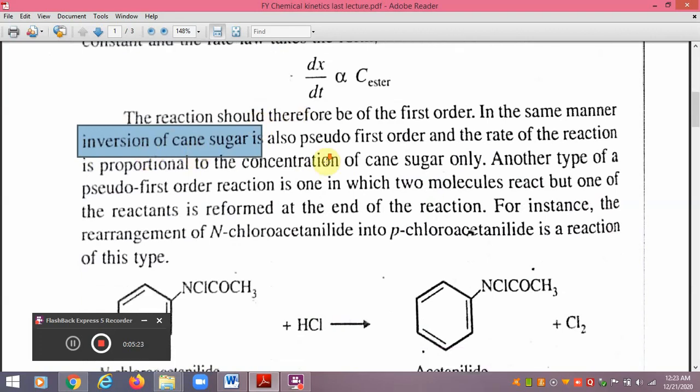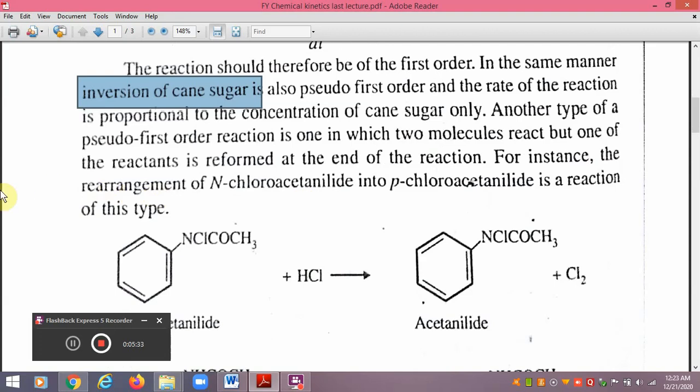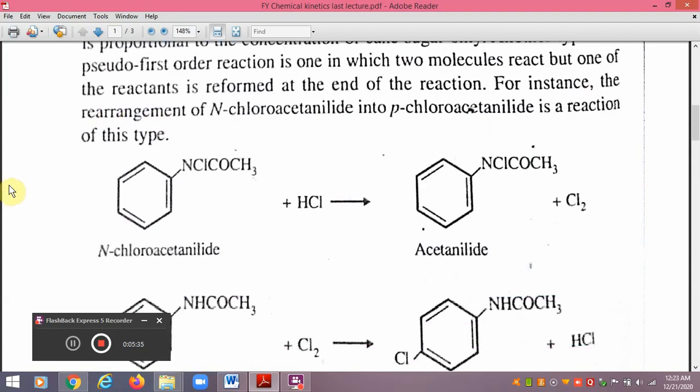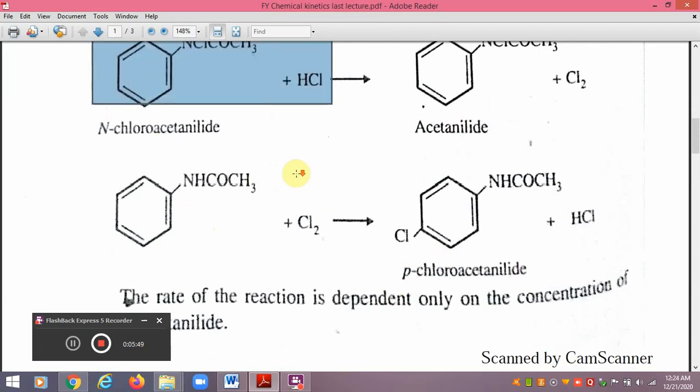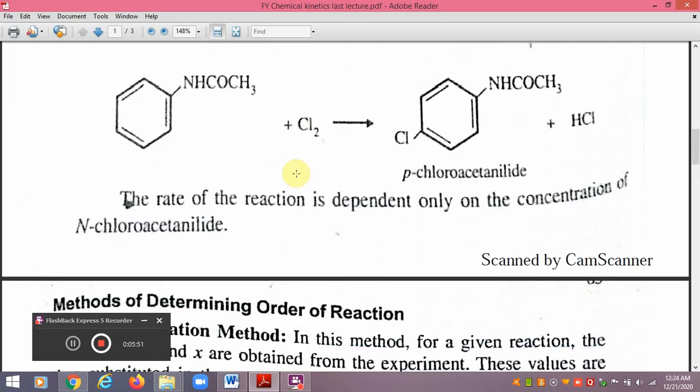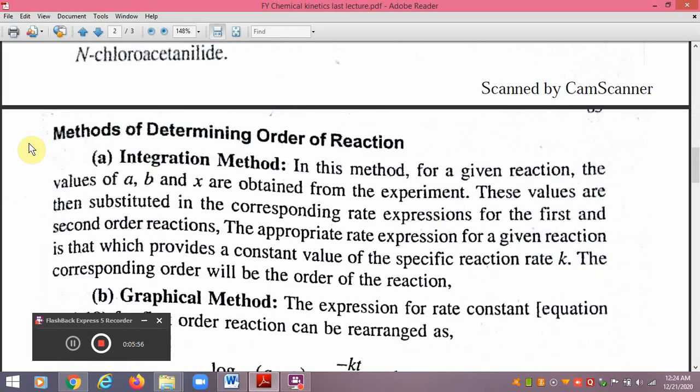Another example in which the reaction follows pseudo first order kinetics is one in which two molecules react, but one of the reactants is formed at the end of the reaction, so the rate of reaction depends upon the concentration of only one reactant. That is the conversion of N-chloroacetanilide into parachloroacetanilide. This reaction also involves two species, but the actual rate depends upon the concentration of only N-chloroacetanilide. That's why the order of reaction is 1.